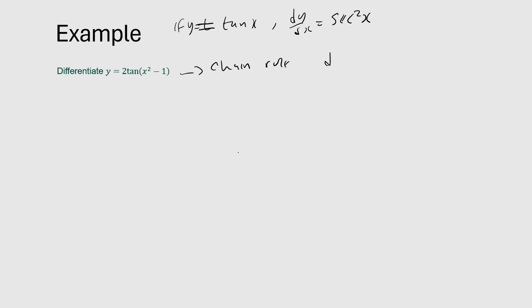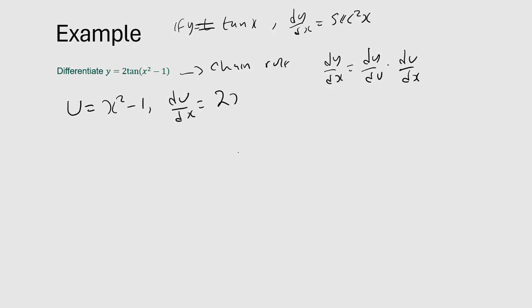The chain rule states that dy over dx is equal to dy over du times du over dx. So for this case, we let u be the inner function, which is x squared minus 1. Then du over dx will just be 2x, because the 2 comes here and we have 2 minus 1, which is 1. And the derivative of 1 is 0.